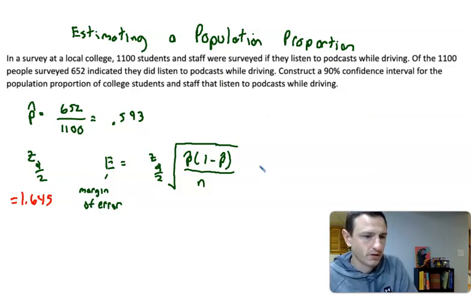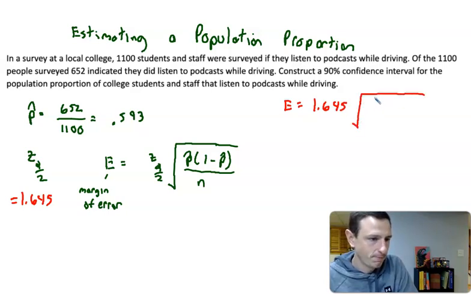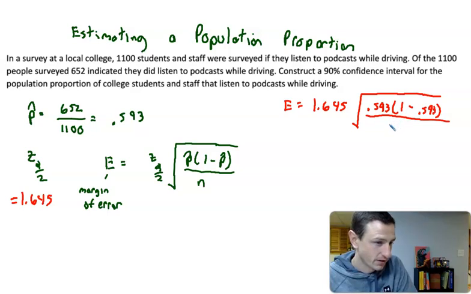So now we could start calculating our margin of error. Margin of error is found by taking your critical value, 1.645, times the square root of your p-hat. P-hat we found to be 0.593, times 1 minus 0.593, divided by the sample size. We have a sample size of 1,100.